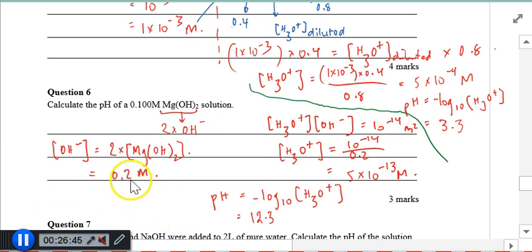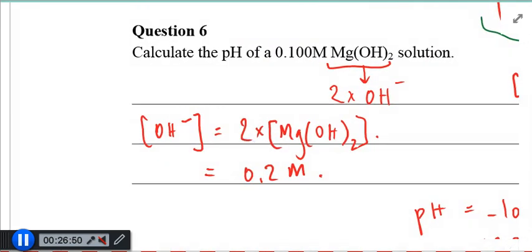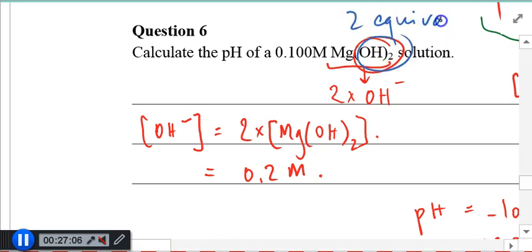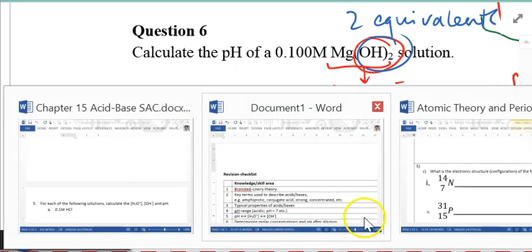So the reason why I multiplied by 2 when I figured out the concentration of hydroxide ions, 2 times the concentration of magnesium hydroxide, is because you have 2 equivalents of hydroxide in 1 magnesium hydroxide. Can you see here that there's 2 hydroxides there? So 2 equivalents, which means each magnesium hydroxide will give you 2 hydroxide ions. Hence the concentration of hydroxide ions is 2 times that.